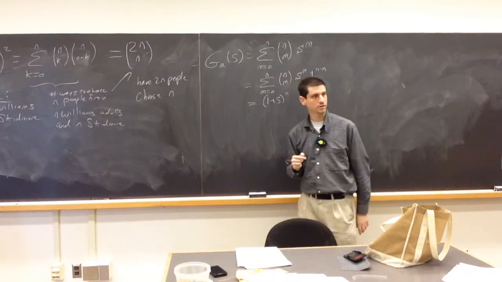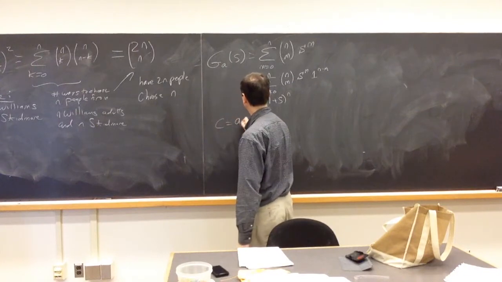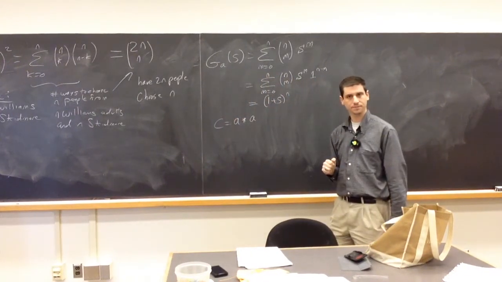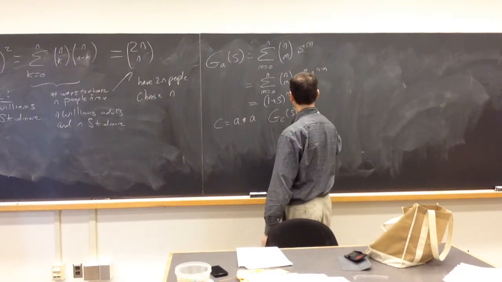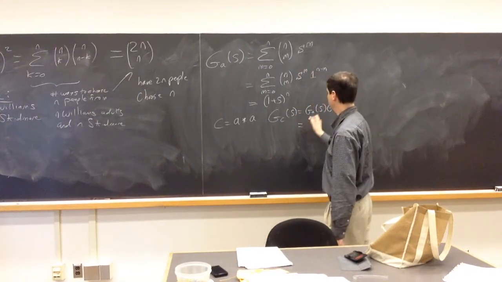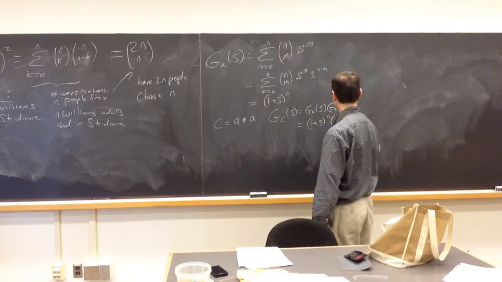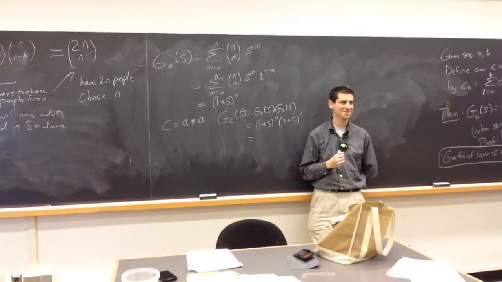Okay, question? Okay, so now let's look at C equals A star A, the convolution of A with itself. So we know G_C(s) is going to be G_A(s) times G_A(s). Well, what's G_A(s)? It's (1 plus s) to the n, (1 plus s) to the n. So what is (1 plus s) to the n times (1 plus s) to the n?